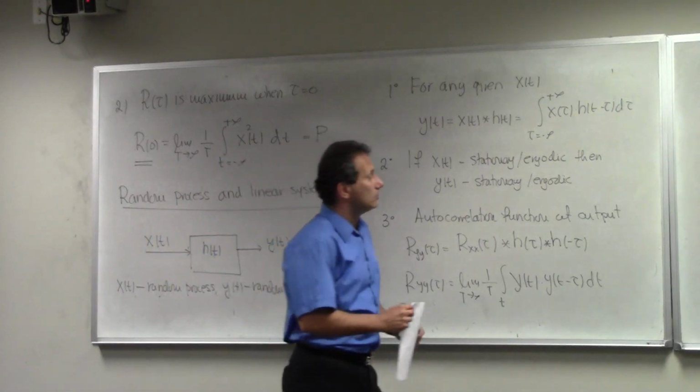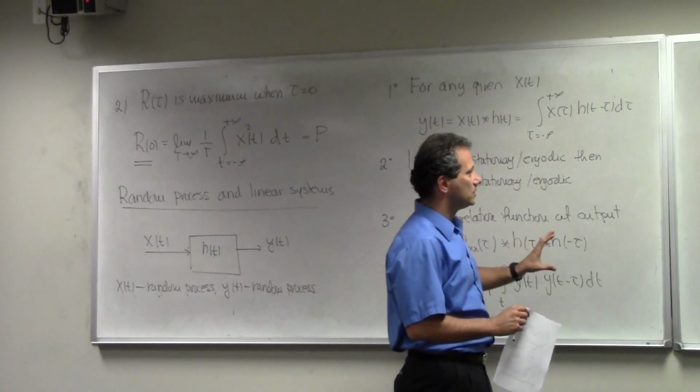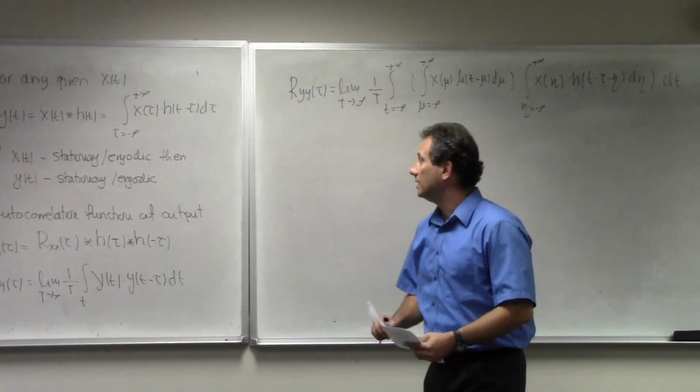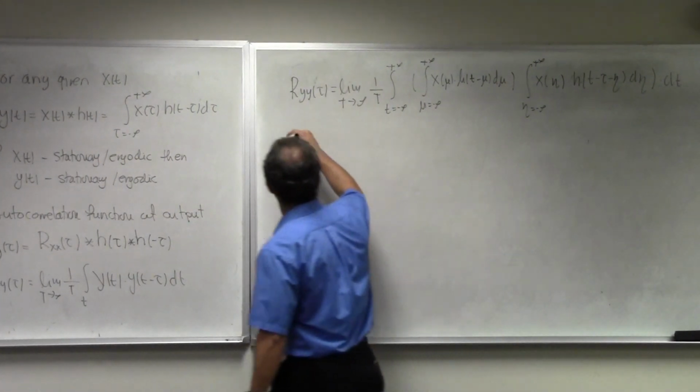Now, to give some significance to this, we have to define one more thing, and this is the power spectral density of the random process.